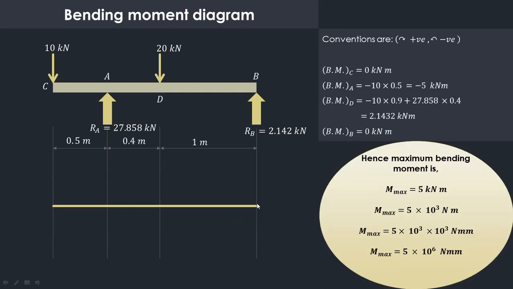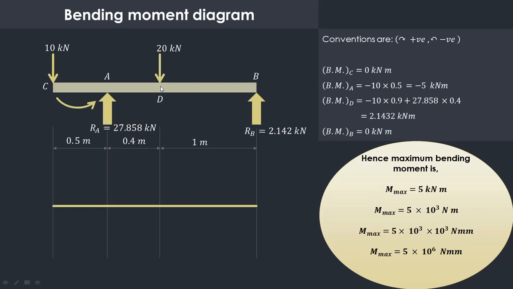Now we have to find out the value of maximum bending moment. At the end of the beam, that is at point C and at point B, bending moment is always 0. So those values are indicated over here. Now we have to find out bending moment at point A. Consider all the forces which are acting on the left hand side of A. So there is only 10 kilonewton force and it is producing anti-clockwise moment. 10 into 0.5, that is indicated over here, that is minus 5 kilonewton meter.